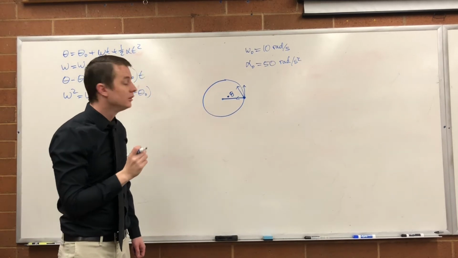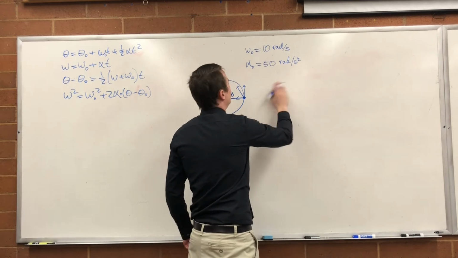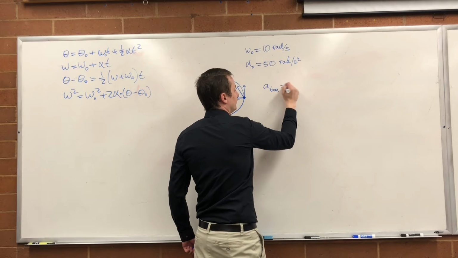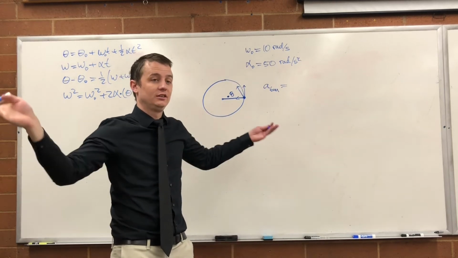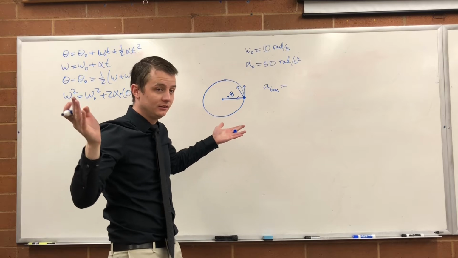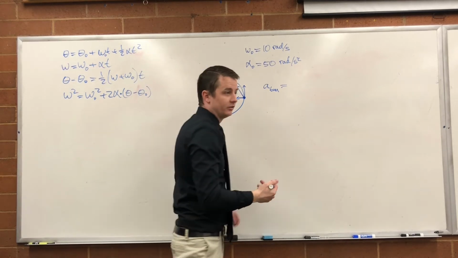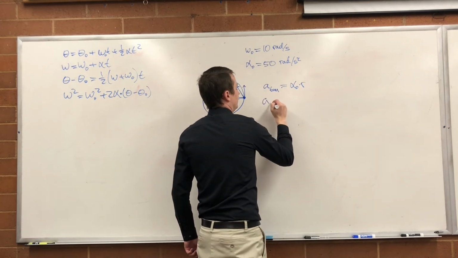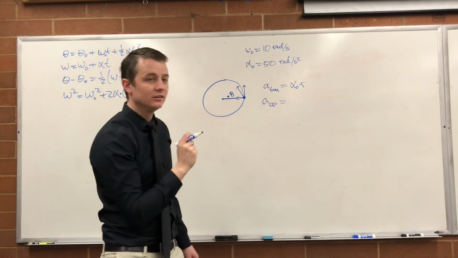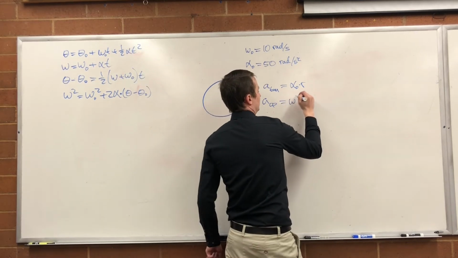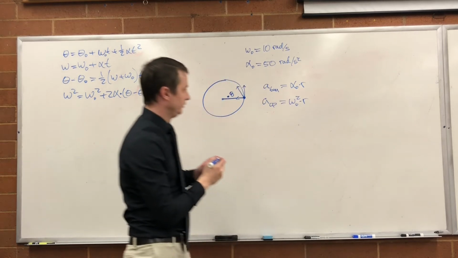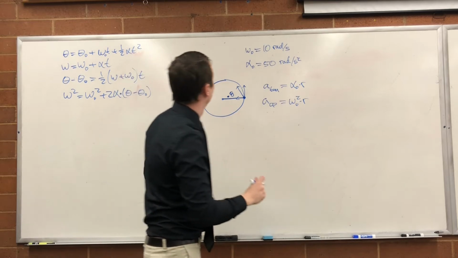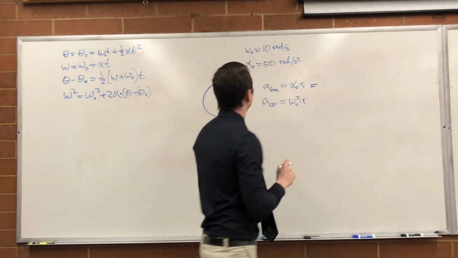So, tangential acceleration, this one's a stupid easy one. Tangential acceleration is just angular acceleration times r. It's just alpha times r. The centripetal acceleration is omega squared times r. Okay, and now you see this problem's going to be easy. So, let's put the numbers in really quick here.